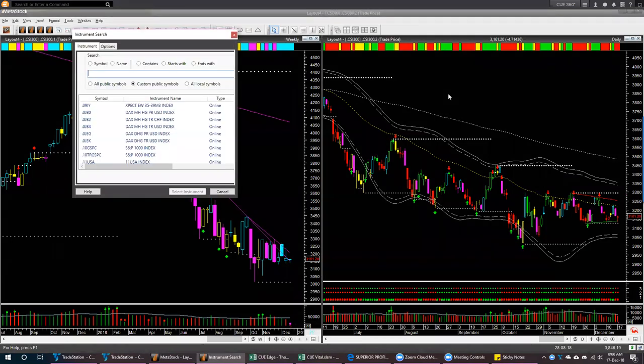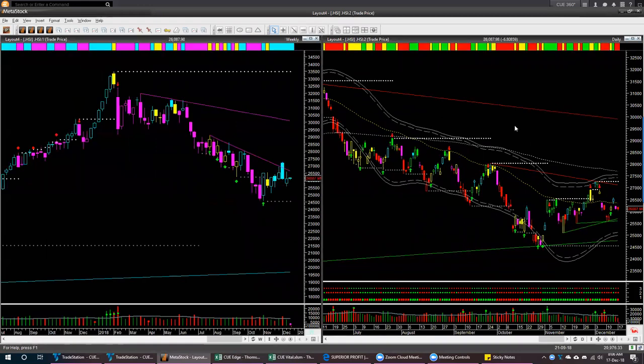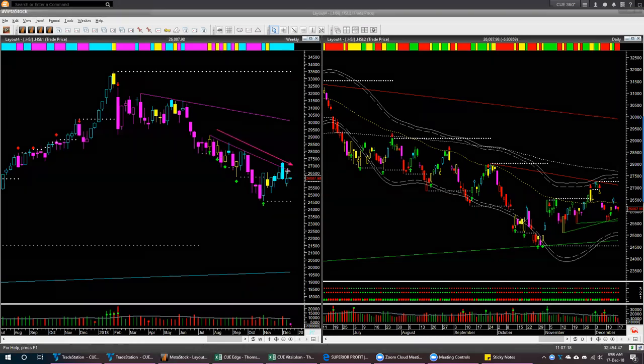Hong Kong, .HSI, Hang Seng Index. Weekly is in downtrend. There is a memory resistance. Again, we will wait for the memory resistance to be broken before buying stocks. Daily has a triangle pattern. We will wait for price to break out of the triangle upward before buying stocks.